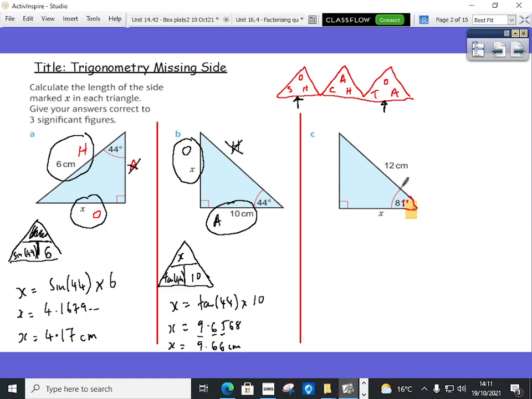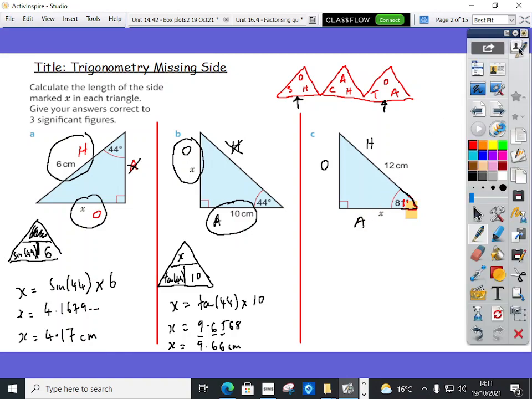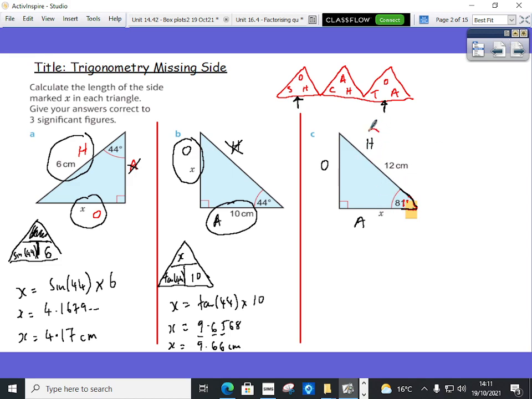Okay, now sorry about this triangle, it's chopping off a bit. That angle there is 81. Again, the most important thing is I'm going to label this triangle. First of all, always label the hypotenuse, which is opposite the right angle. Then this side is opposite this angle, so that's called O, and this is the adjacent. Now in this scenario, I'm going to see what information I've been given. Well, I've been given information about H, and what do I need to find out? I need to find out A.